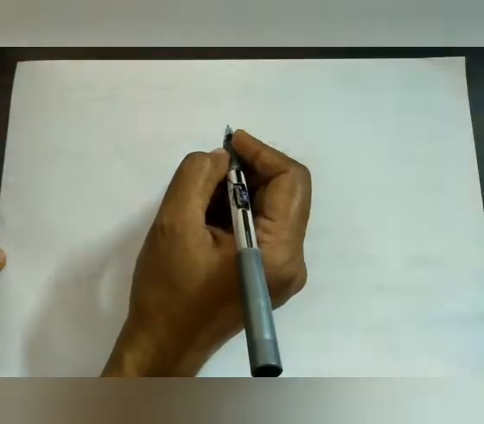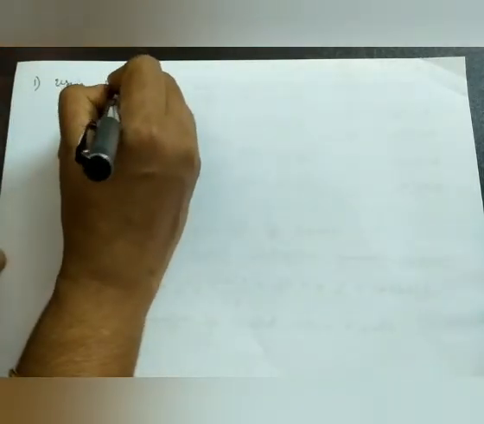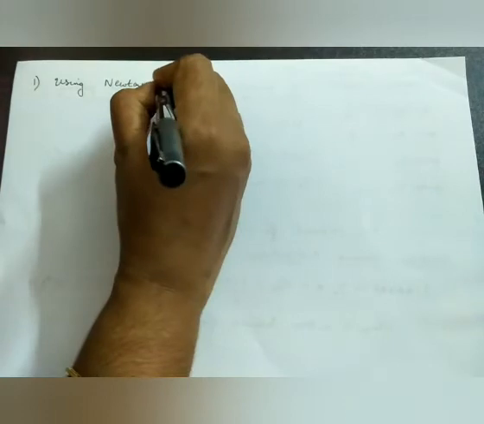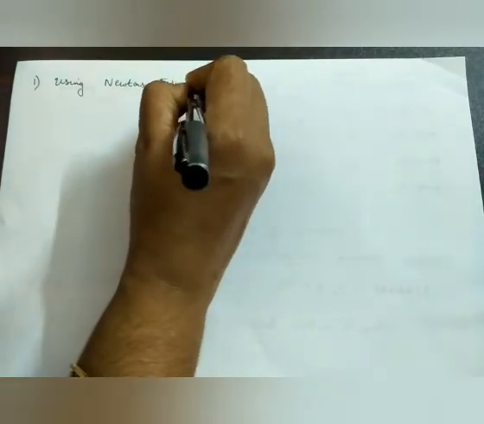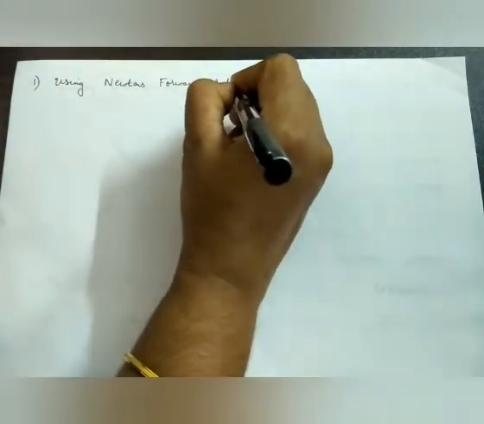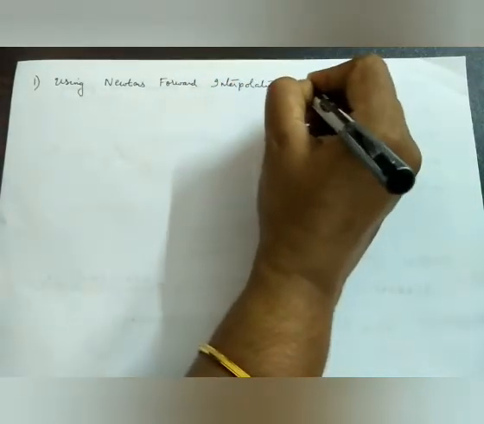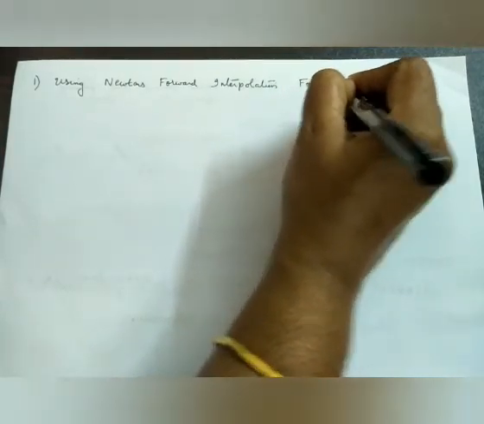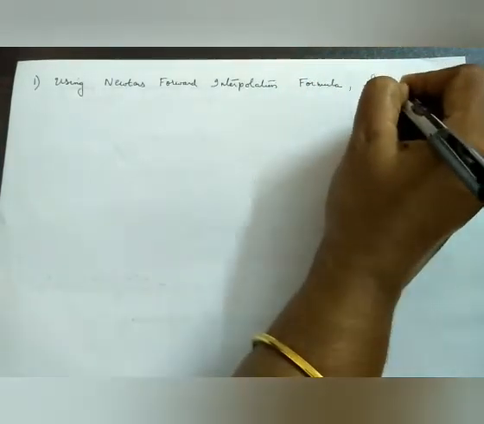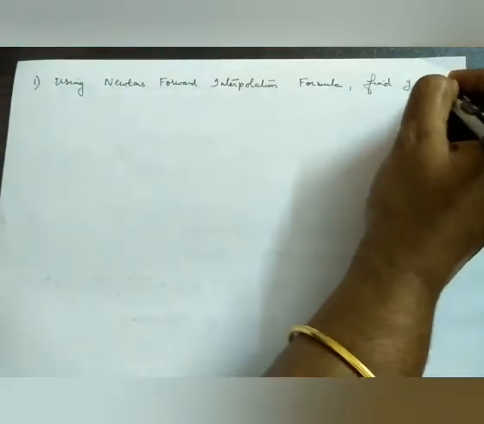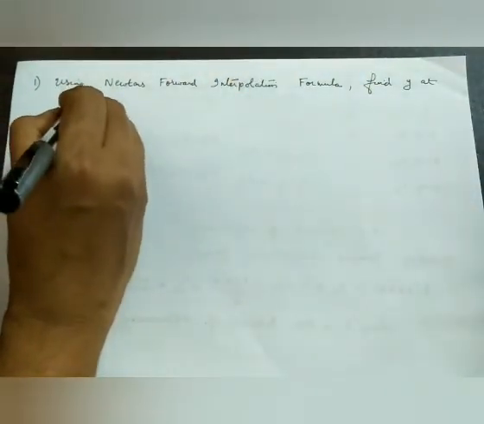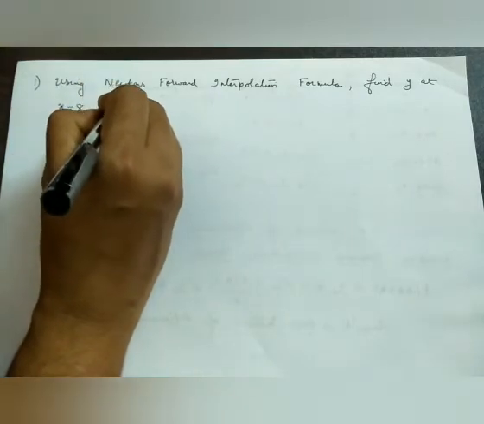Now we can do problems of the forward interpolation formula. First one: using Newton's forward interpolation formula, find y at x equal to 8 from the following table.